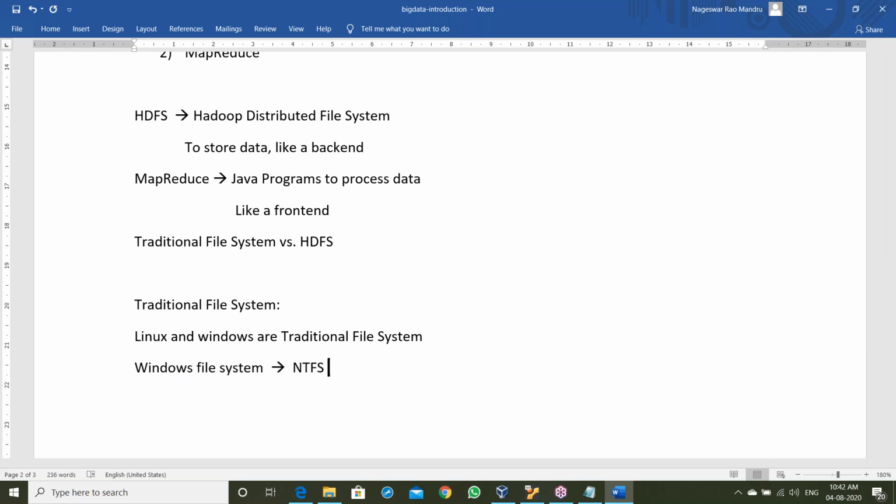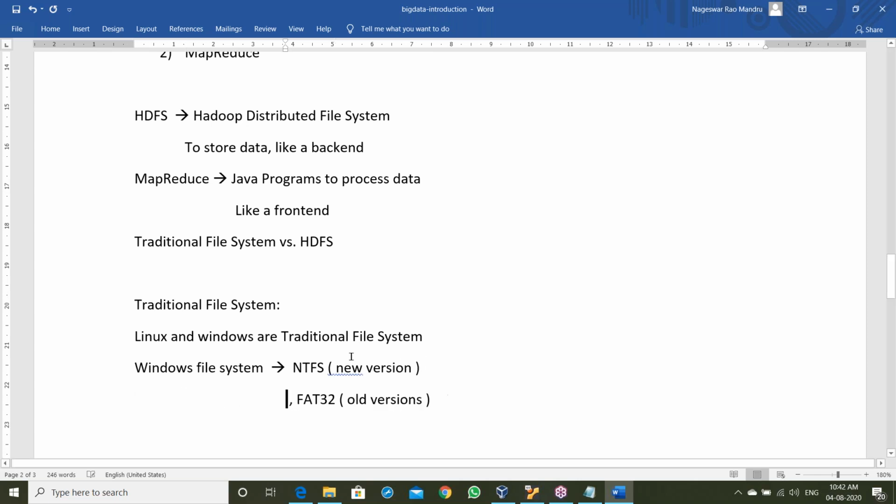Old versions of Windows use FAT32. That is the old version. The latest version is NTFS, for new versions.